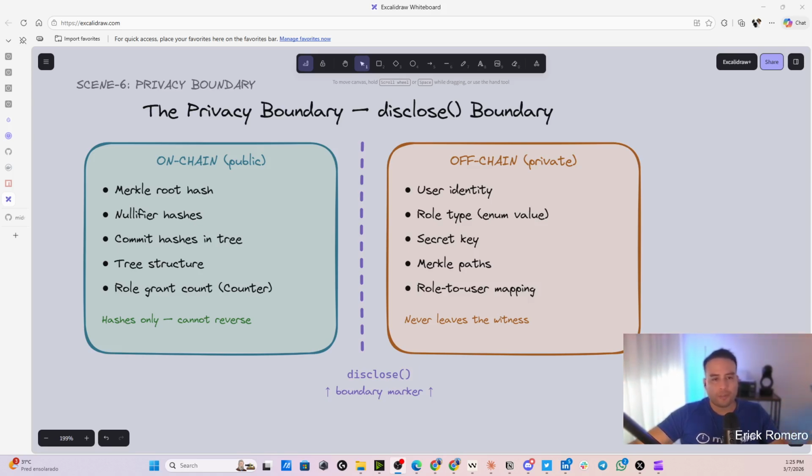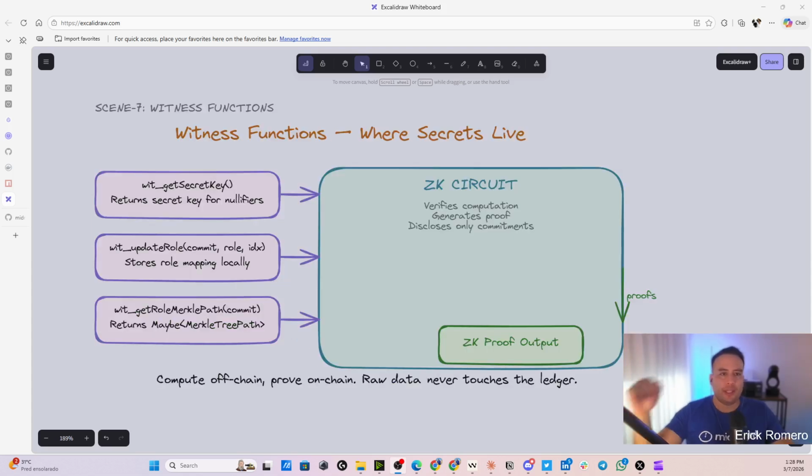Compare that to Ethereum, where role-granted events and account senders, for example, broadcast the complete picture to every node on the network. The witness functions are the heroes of this contract, and they represent a pattern you'll see in every serious Midnight application. Three witnesses power the access control contract.